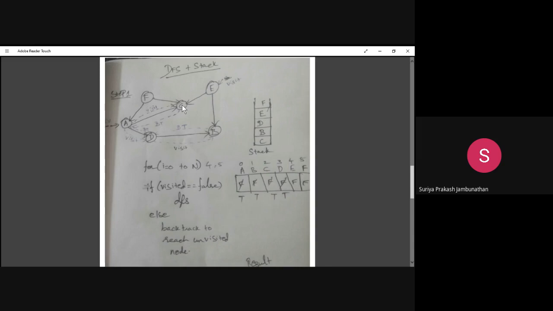After reaching node C, we check whether it is visited or not. It's not visited because it's F, so we cancel the F and put T. After visiting C, we check whether we can go further. It's not possible, because from C there is no out degree node. We have only 3 in degrees.